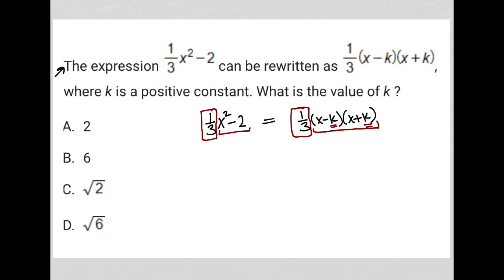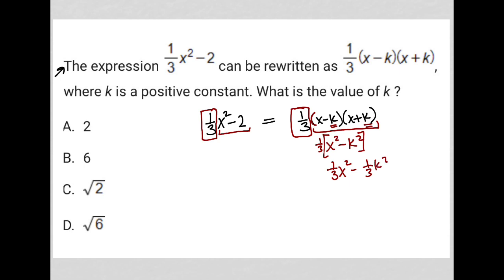If I were to expand this, x minus k times x plus k, it'd be x squared minus k squared. And then I'd have 1/3 in front of that. Actually, because these are in parentheses, this 1/3 would impact both of these. So you can write it as 1/3 x squared minus 1/3 k squared.